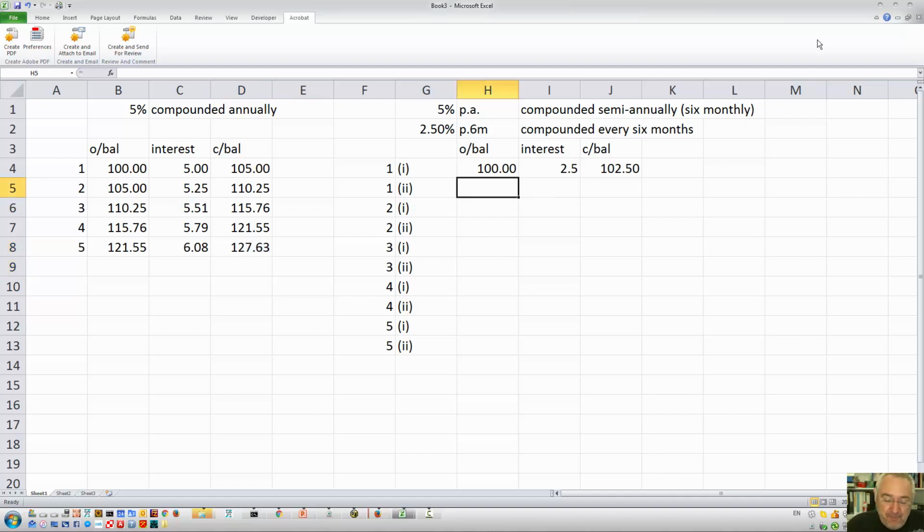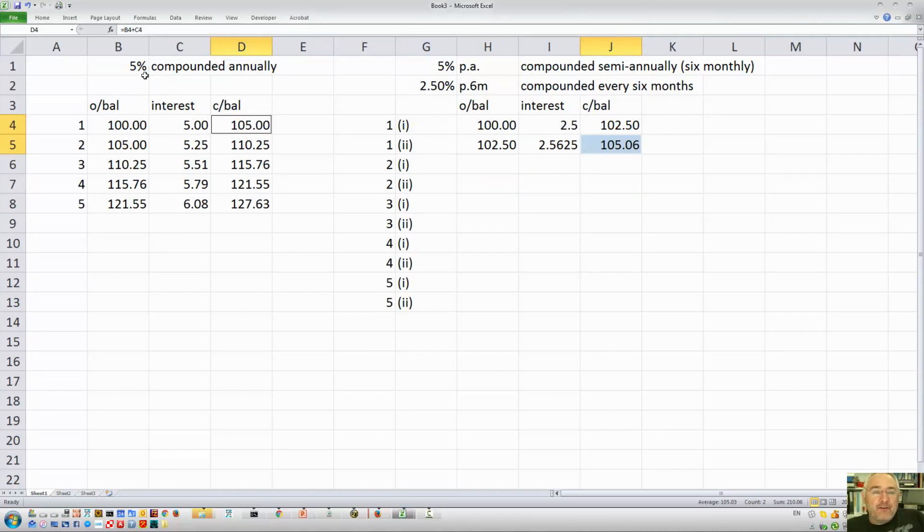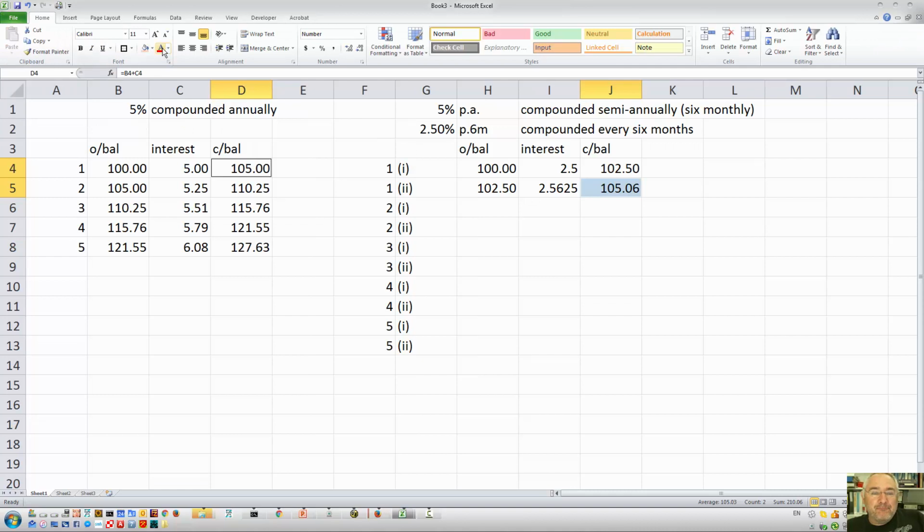Okay, balance at the beginning of the second 6-month period is the balance at the end of the first 6-month period. So interest we calculate the same way, right? 2.5% of that opening balance, $102.50. Okay, and look, already at the end of the first year, we've got $105.06 here, but we had $105 over there. Okay, so already it's a little bit different.